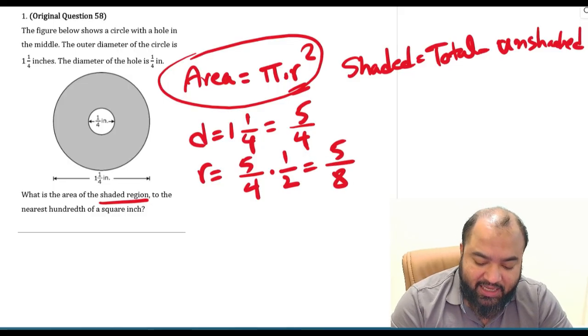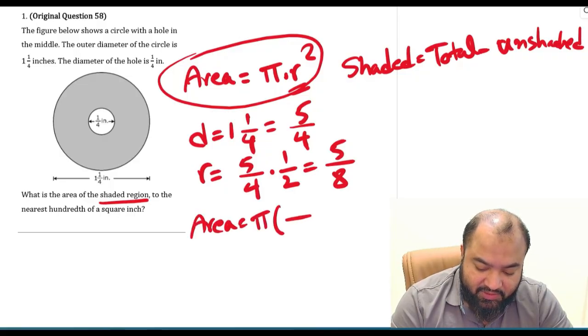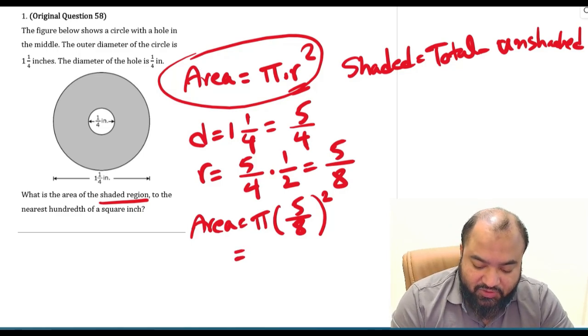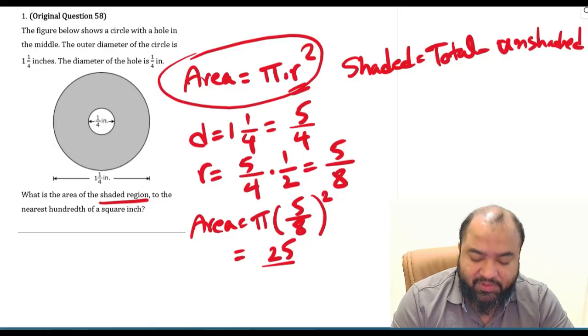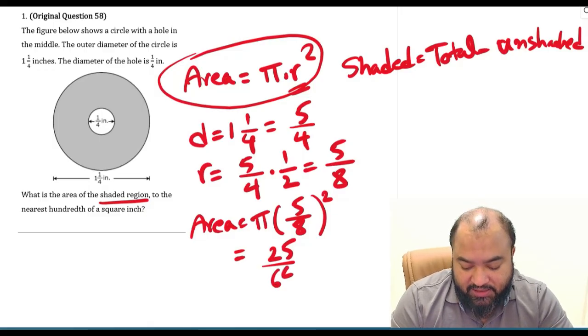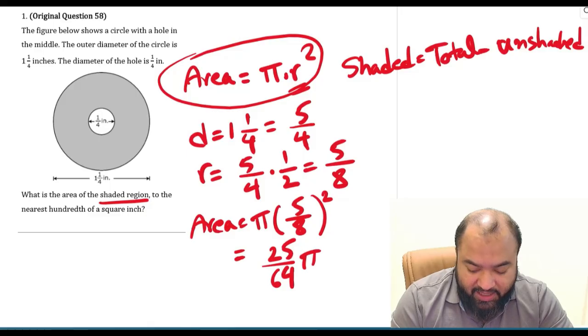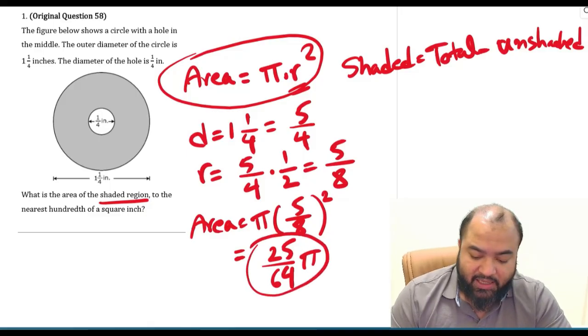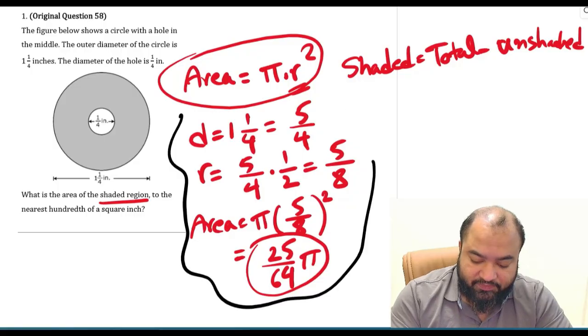Now, how do I find the area? The area will be pi times 5/8 to the power 2. Simple as it is. 5 squared is 25. Squared means you multiply the same number twice. 8 to the power 2 is 64, and then leave the pi here. That's it. This is the area of the big circle.